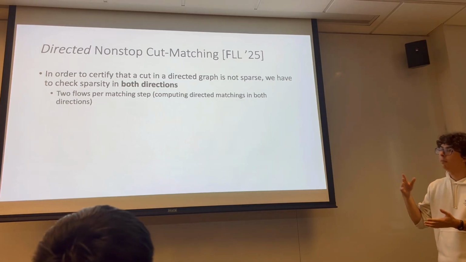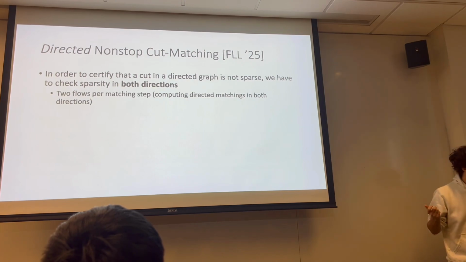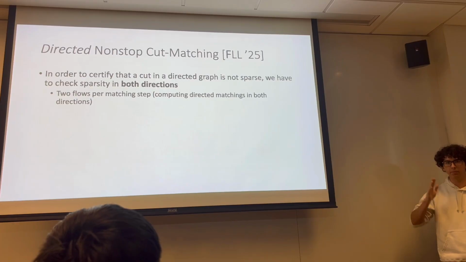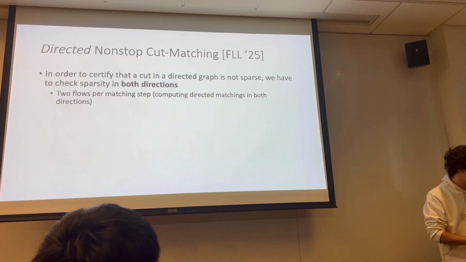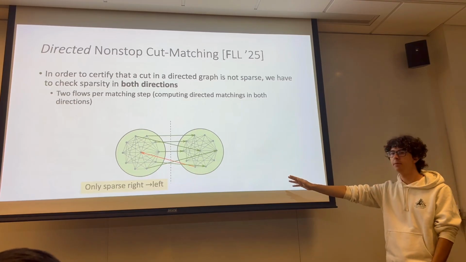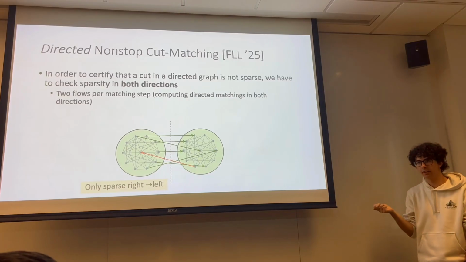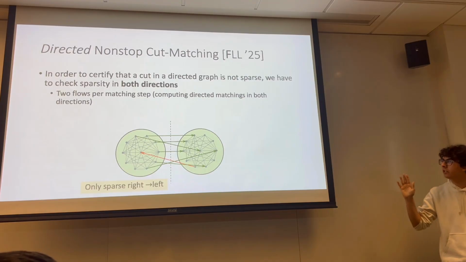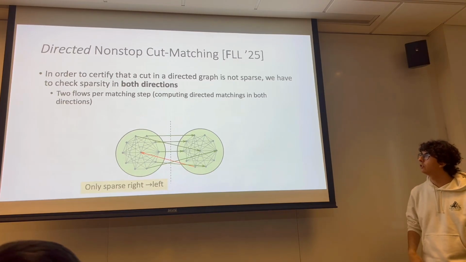So one complication that arises when you try and do this in the directed setting is that previously when we did a matching step and we succeeded in matching, we had a guarantee that the cut we matched across is not sparse. But here, you have to certify it in both directions. This cut is a sparse cut, but if you only try and match from the vertices on the left to the right, it looks like it's not sparse because you managed to embed the matching. So you actually have to check from the right to the left too in order to see it's a sparse cut. So you end up with 2 matching steps, or 2 flows per matching step.